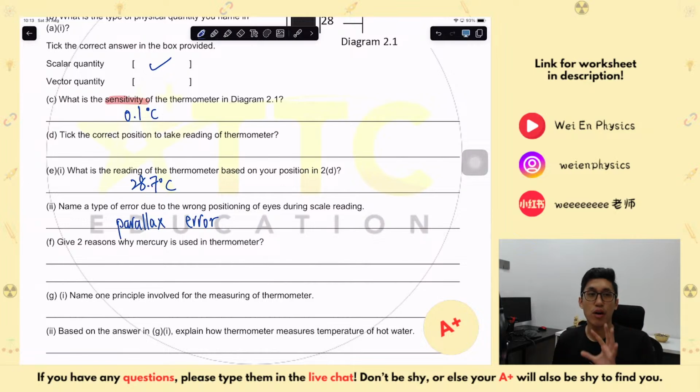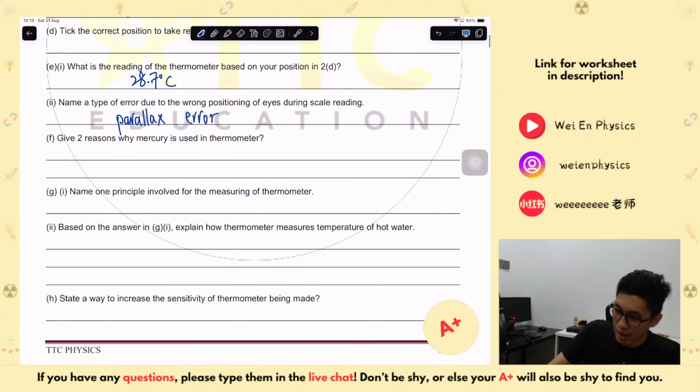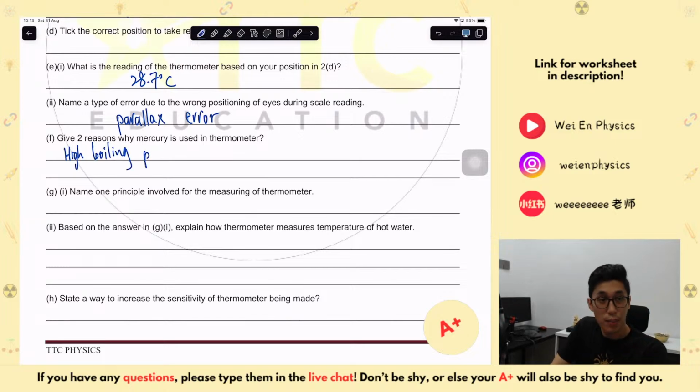Now for mercury, mercury can measure higher temperature, because at higher temperature alcohol will boil. So mercury won't boil. You can say high boiling point, can measure higher temperature.